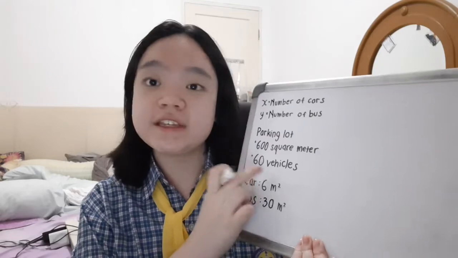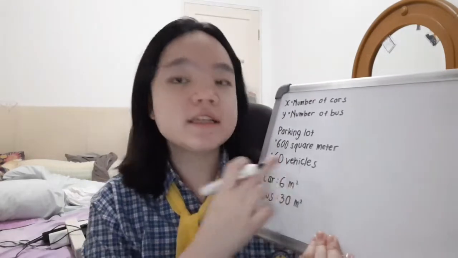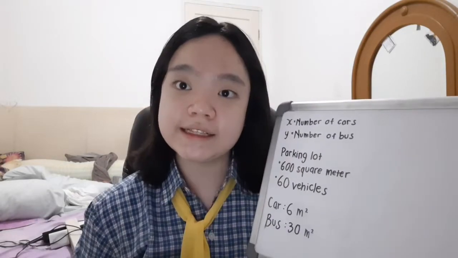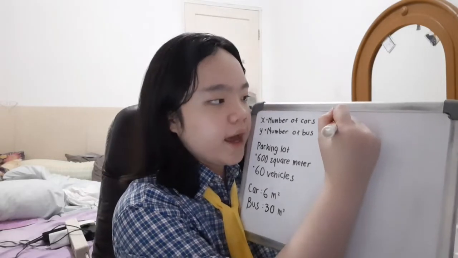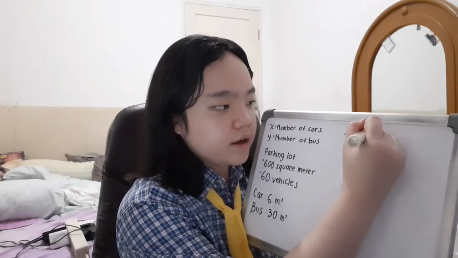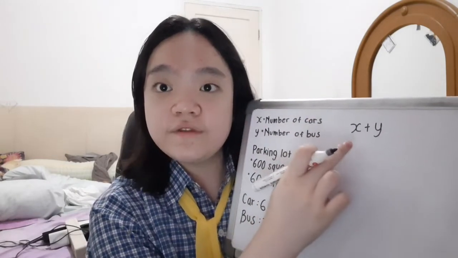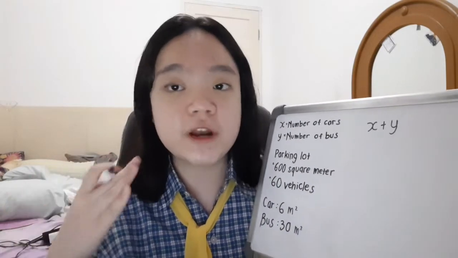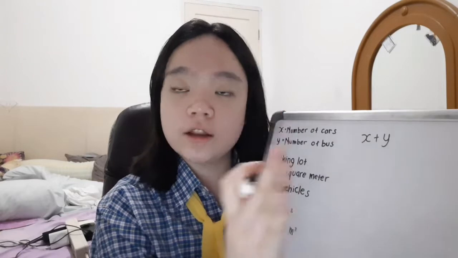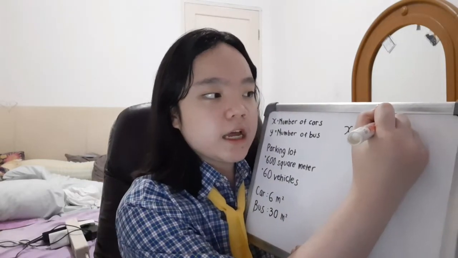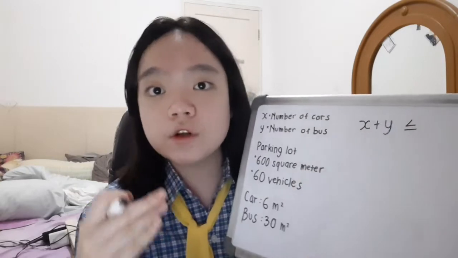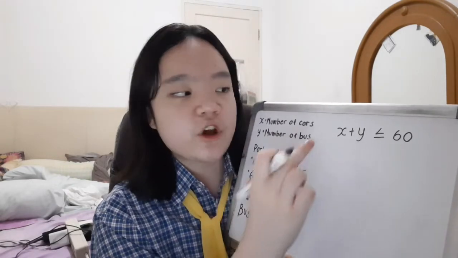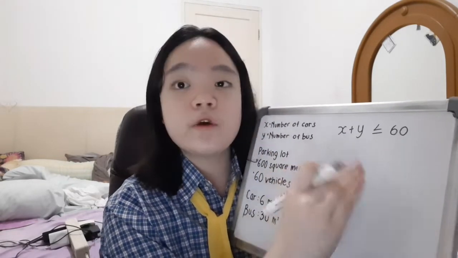First of all, let's start with the 60, right? Because it's smaller. And 60 is the number of vehicles. The numbers of cars and buses are represented with X and Y, so we can make it X plus Y, because this will be the number of vehicles. The attendant can only handle 60 vehicles, which means the total of X plus Y cannot be more than 60, which is why we use the sign less than or equal to 60.